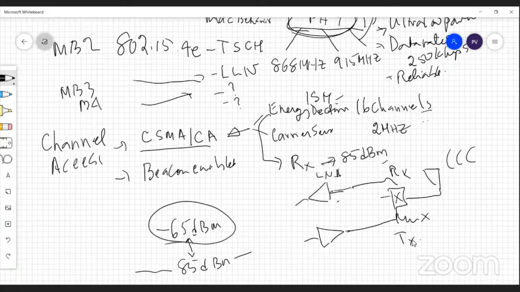Clearly, this indicates that there is someone transmitting, because when someone transmits, you will have a higher energy, right? And if your LNA sees something close to minus 85 dBm, you realize that the medium is free. So this is how you would do energy detection. The other way is to do carrier sense.